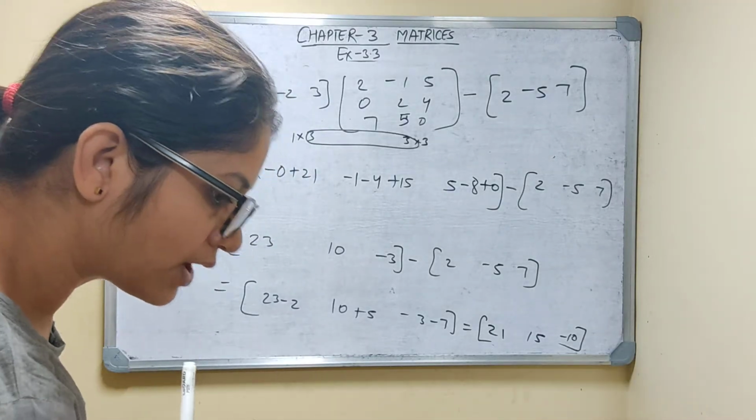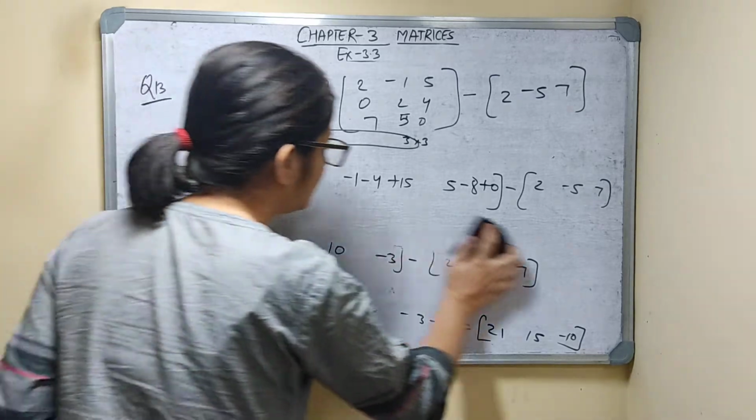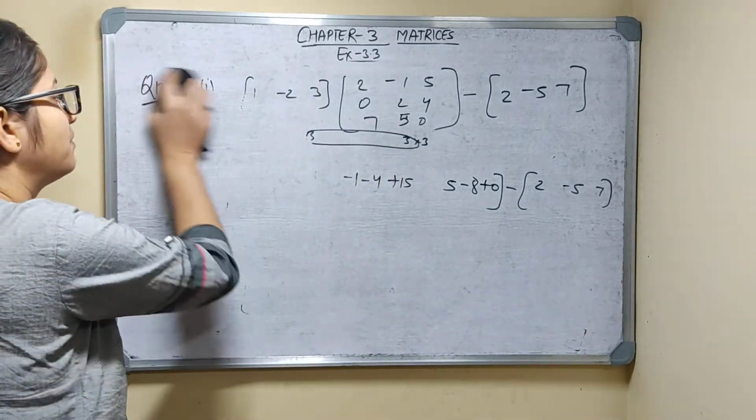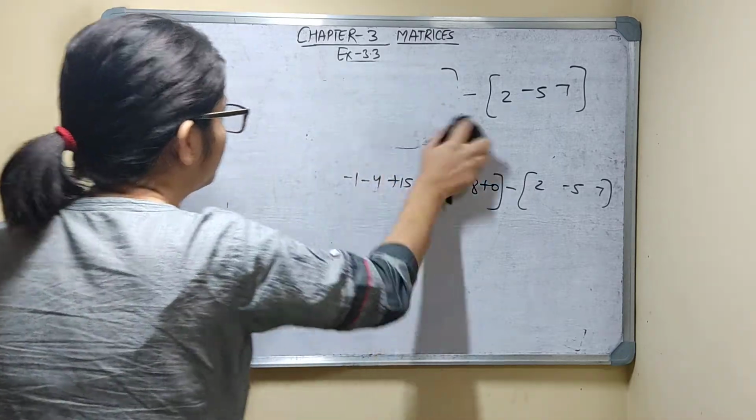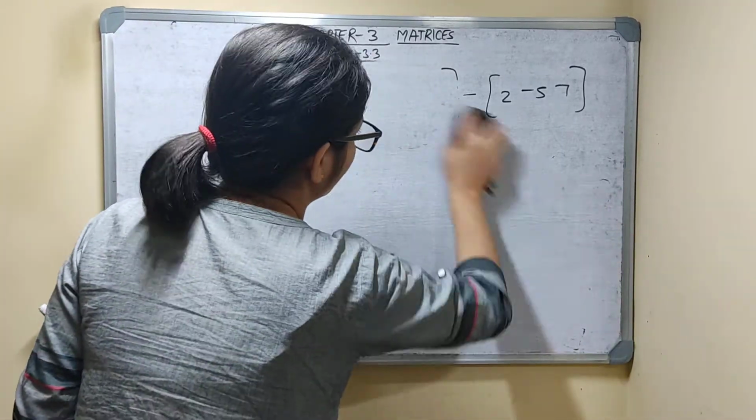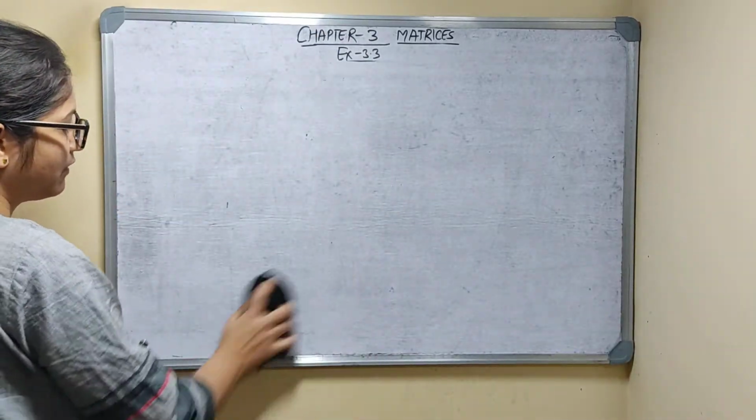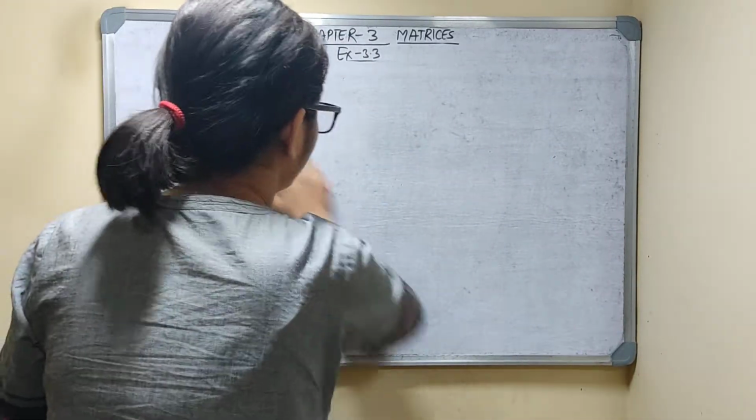Now the first is over. Now you can do the second. It is the same as this: you have to multiply two matrices and then subtract the last matrix. Like this you can solve. If you have any problem you can ask, and I will reply within 24 hours.